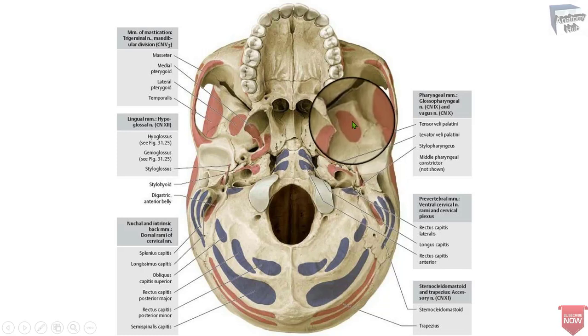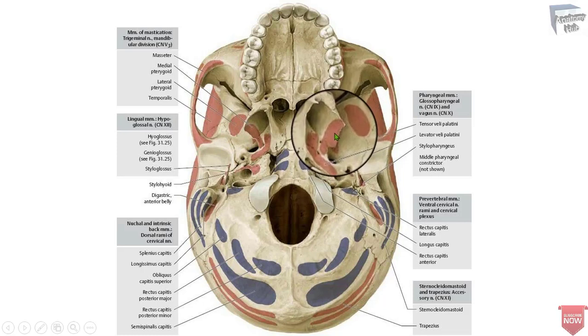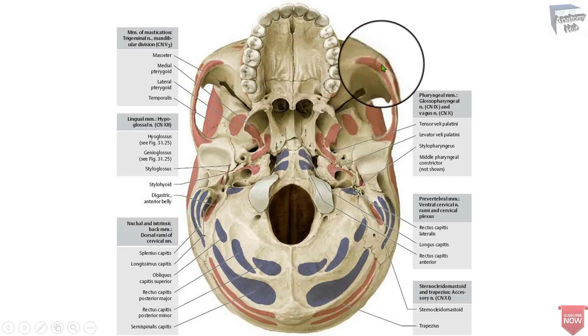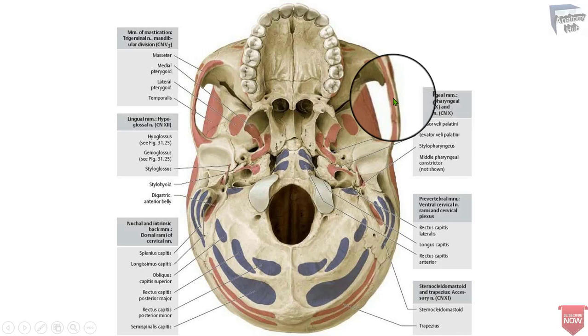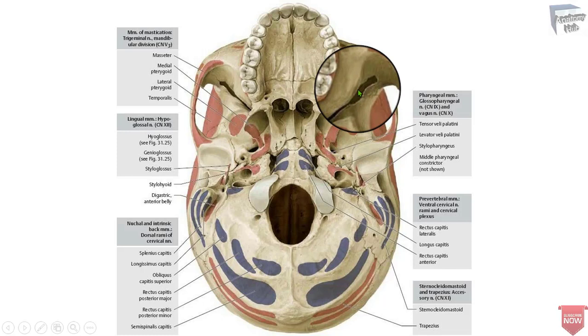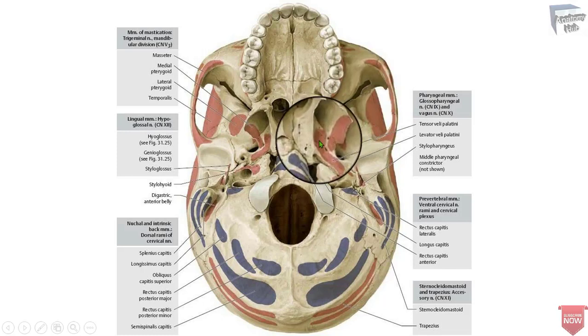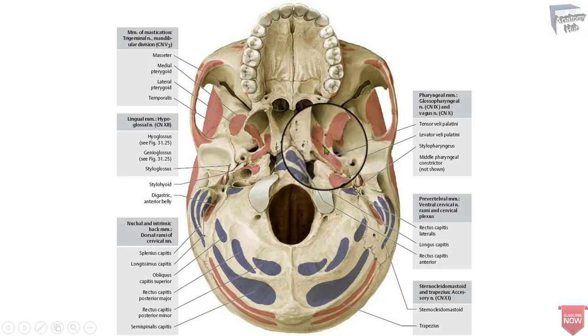And here you will see the origin of your lateral pterygoid muscle, and here you will find the medial surface of the lateral pterygoid plate that gives origin to the medial pterygoid muscle, and from the inner surface of the zygomatic arch you will find the origin of the masseter muscle over here. And here at the fossa between the lateral pterygoid and medial pterygoid, you will find the tensor veli palatini.